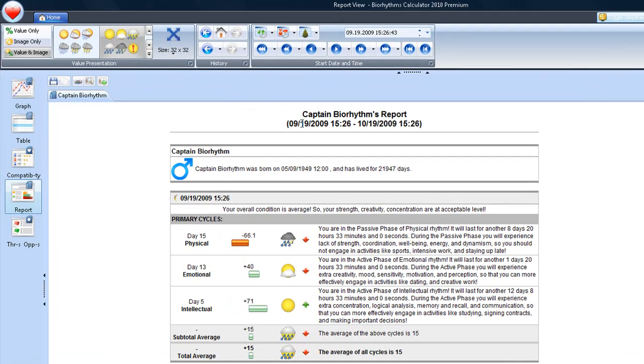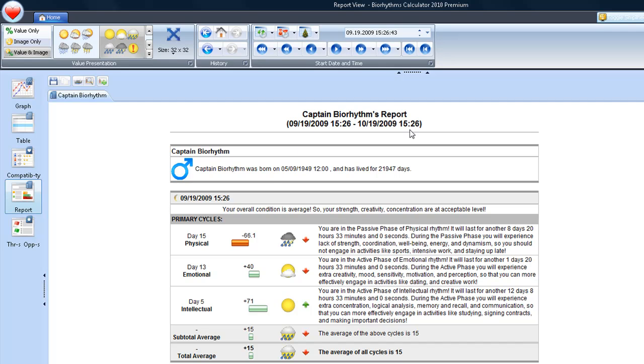For this next tutorial, we're going to go through the report view and also the threats and opportunities. And as you can see, I have on the value in the image. I think that's probably the best one, should be your default. And in the report view, it shows you how long the report is for.